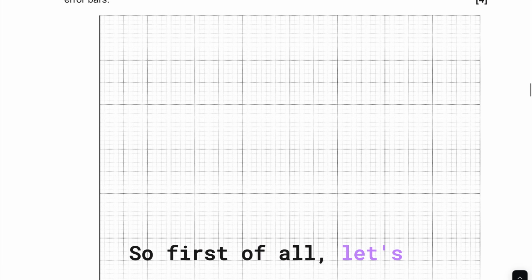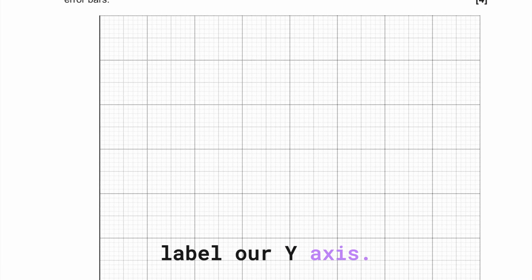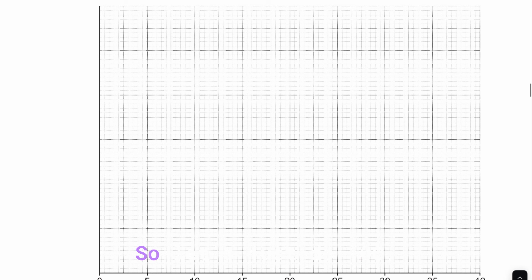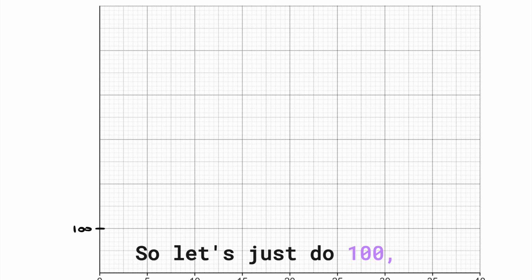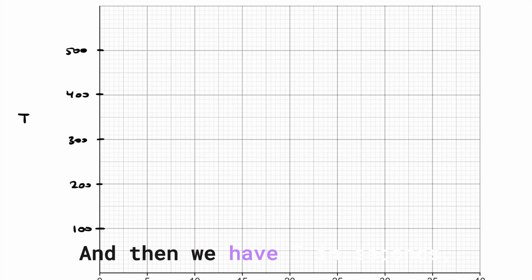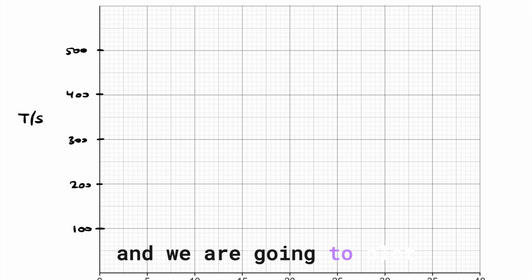So first of all, let's label our y-axis. I'm going to go up to 600, or rather just 500. So let's just do 100, 200, and so on and so forth. And then we have t in seconds, and we're going to plot these points on the graph.